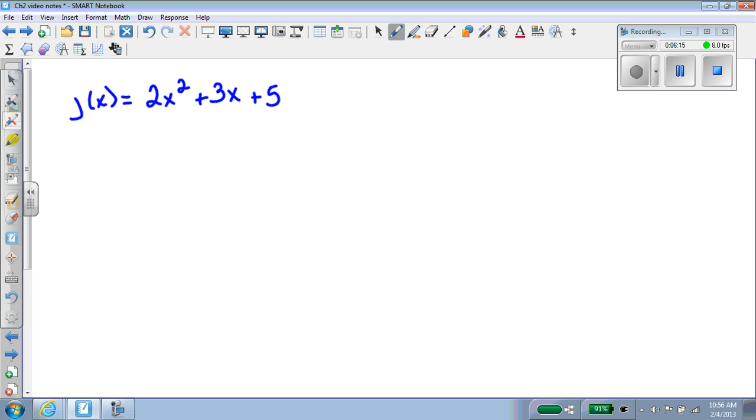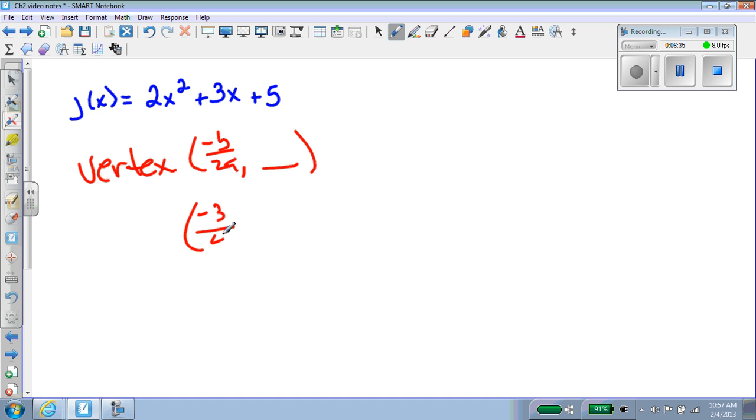Again, may have some trouble with vertex since it's not in transformation form. So I'm going to do the vertex is at opposite b over 2a, and then I'm going to plug that in. So negative 3 over 2 times 2, 4, negative 3/4. So I'm going to get 2 times negative 3/4 squared plus 3 times negative 3/4 plus 5.